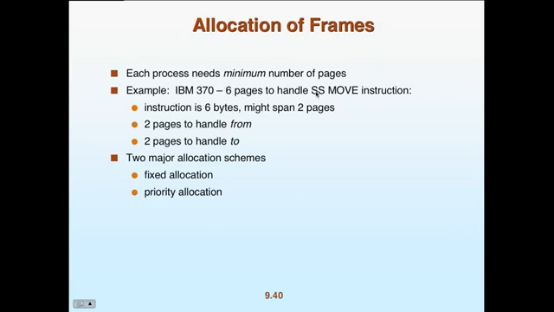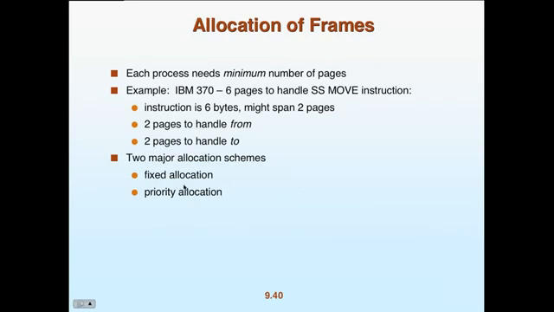It's going to be protected. So here's some more examples of an IBM 370 that has 6 pages to handle an SS move instruction. The instruction is 6 bytes, so it might span 2 pages. So 2 pages to handle the from, 2 pages to handle the to, and then we have 2 major allocation schemes that might be associated with that.